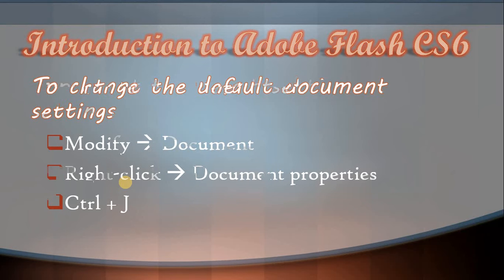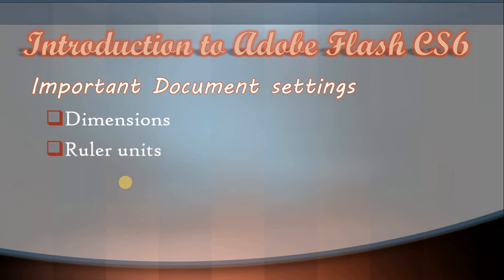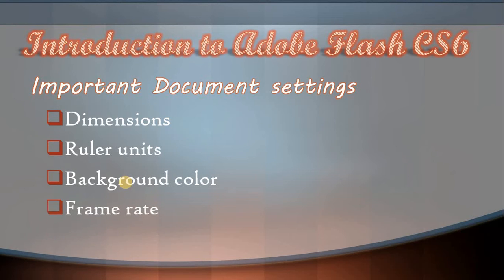Important document settings are dimensions, ruler units, background color and frame rate. Dimensions is used to set the size of the stage. It is measured in pixels. Ruler units is used to specify the unit of measurement. We can change the unit of measurement by using ruler units. Background color is used to change the background color of the stage. And the frame rate is used to specify the speed of the movie. It is measured in frames per second.